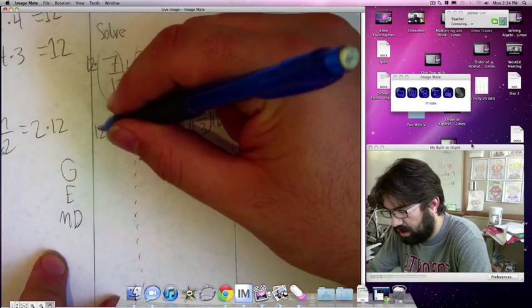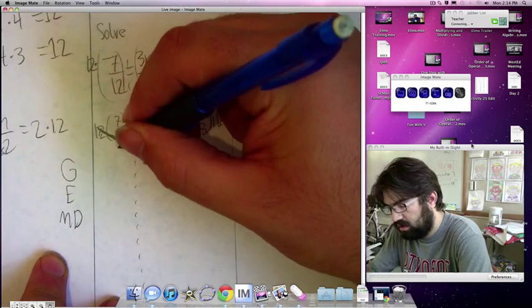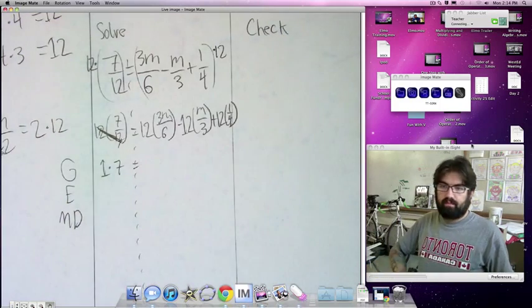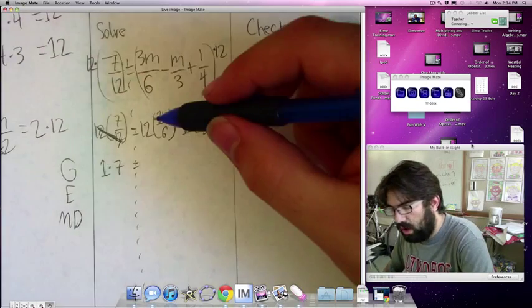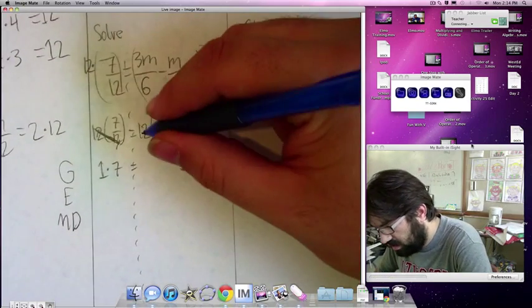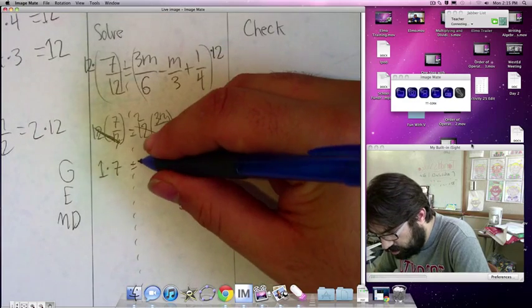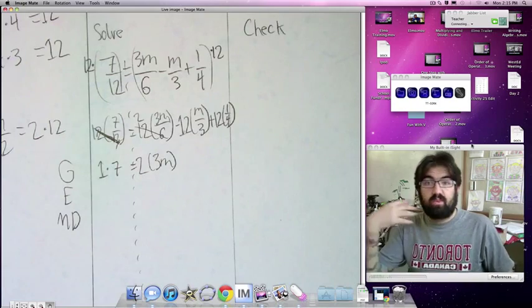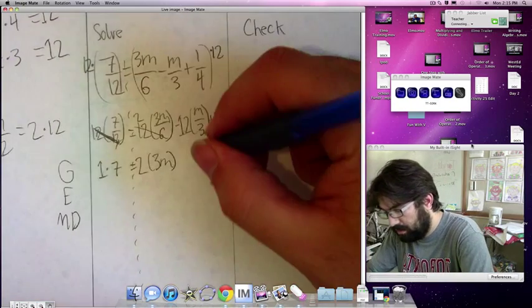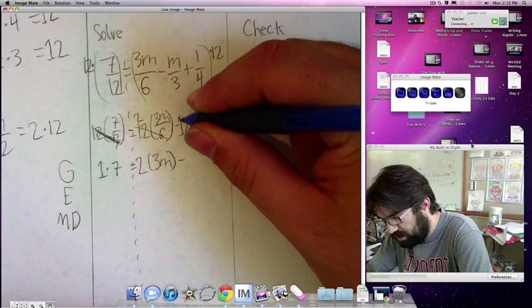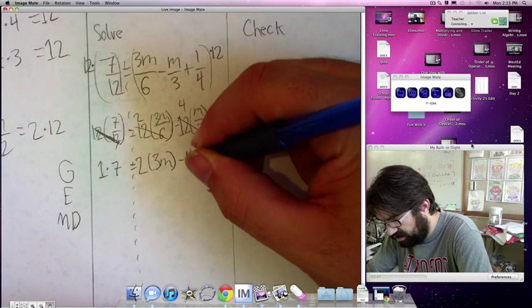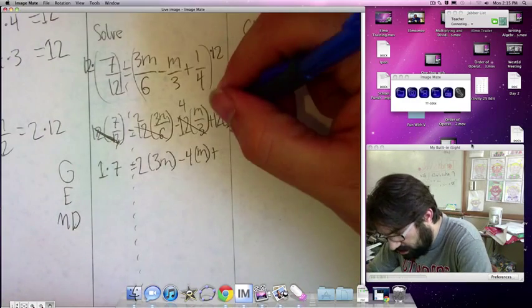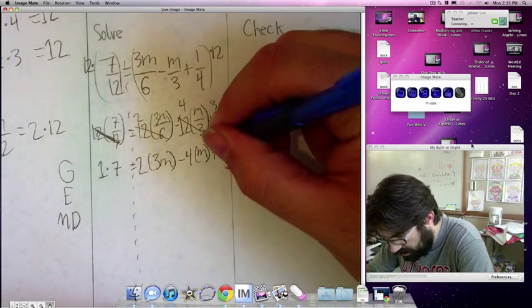12 divided by 12 is 1. So I'm just going to put a 1 times 7 real quick. Okay? 12 divided by 6, that's 2. So this is 2 times 3m, because that's what's on top. Minus, well, 12 divided by 3 is 4. So we're going to have 4 times m. Plus, 12 divided by 4 is 3. 3 times 1.